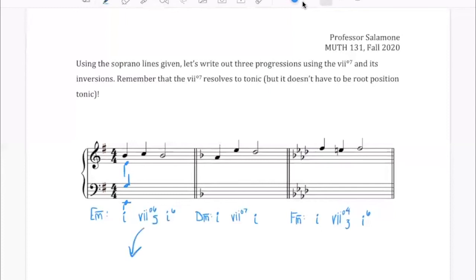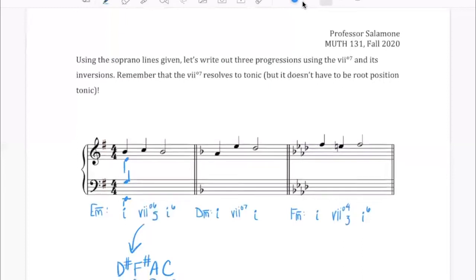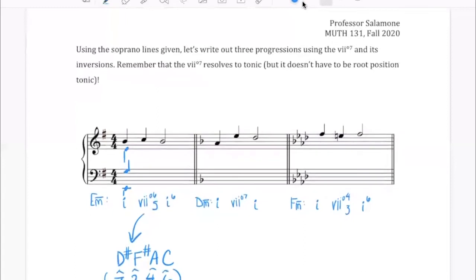So the root is our leading tone, so we have to remember that we need an accidental on that. So we've got D sharp, and then we've got F sharp from the key signature, A, and C. So in scale degrees, if that's helpful for you, that's 7, 2, 4, and 6. Now, we are in 6-5, so that means that our third is going to be in the bass, which will be our F sharp.